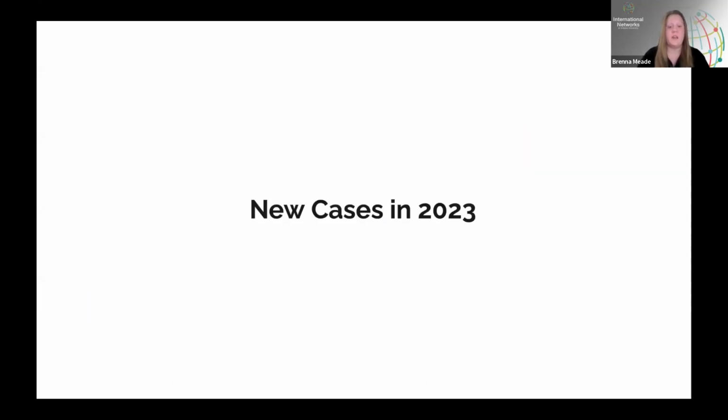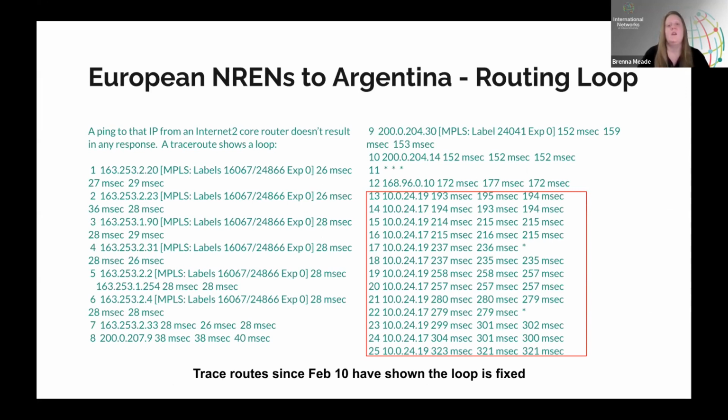As I said earlier, we have 2 new cases in 2023. This one actually came through on Slack. So we use email, Slack, the routing working group list, a number of ways to communicate depending on how the case comes in, whether it's Slack or email, and who the engineers are and their best mode of communication. So this one came in over Slack. It was European entrants not being able to access a device in Argentina.